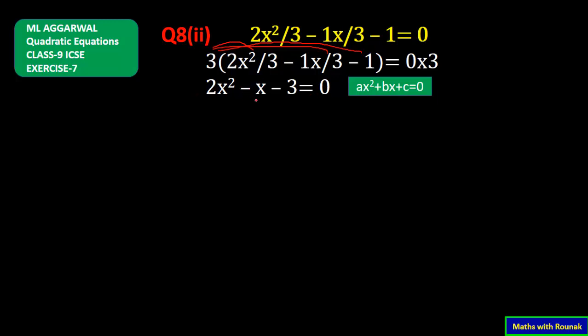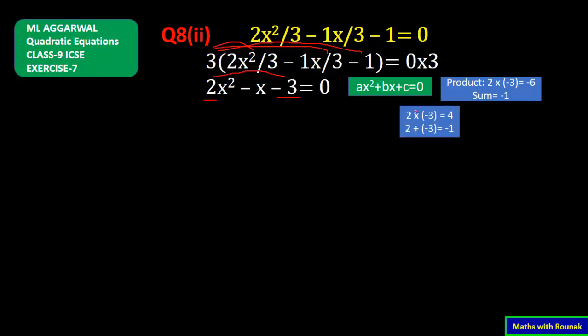Now we have to split this middle term into two such numbers such that their product is 2 into negative 3, which will give us negative 6, and sum as minus 1. The coefficient of x here is nothing, so we take it as 1, and therefore we get sum as minus 1. The two numbers are 2 and negative 3, as 2 into negative 3 will give us negative 6, and 2 plus negative 3 will give us negative 1. So we have our two middle terms 2 and negative 3. Now let's split minus x.